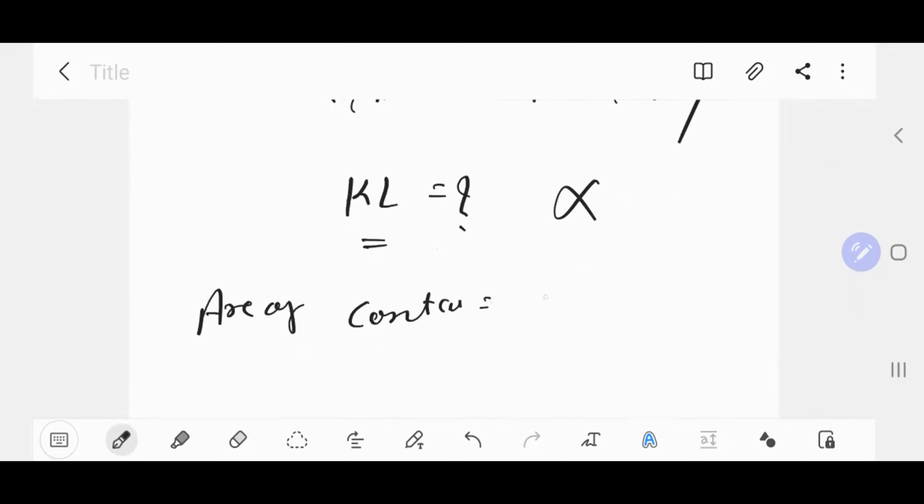Arc of contact is equal to... what value did you get for the arc of contact? Pi into module into 1.75. You need to do 1.75 multiplied by pi multiplied by module. Module is 6. How much? 32.